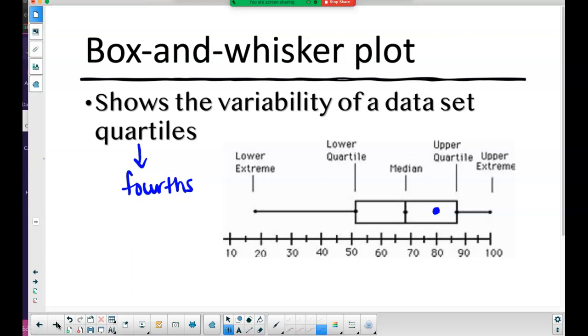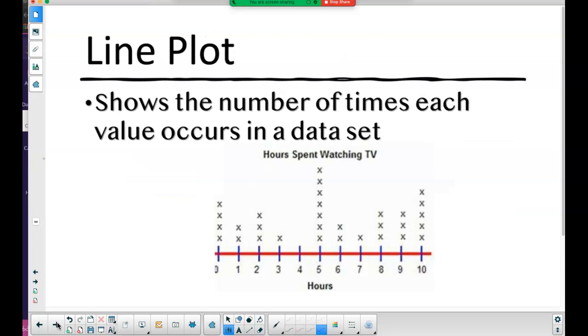All right, the next one is a line plot. We've used line plots. We made line plots. It shows the number of times each value occurs in a data set. So if we're keeping track of how many hours spent watching TV, and we surveyed our class about how many hours they spent, some people didn't watch TV at all. 1, 2, 3, 4. I don't think this should be watching TV. It might say watching Netflix, right?